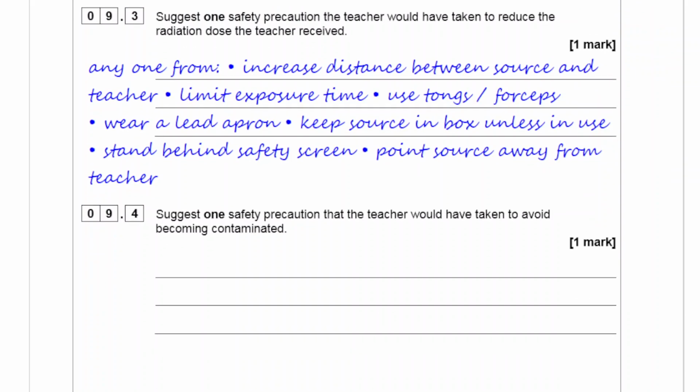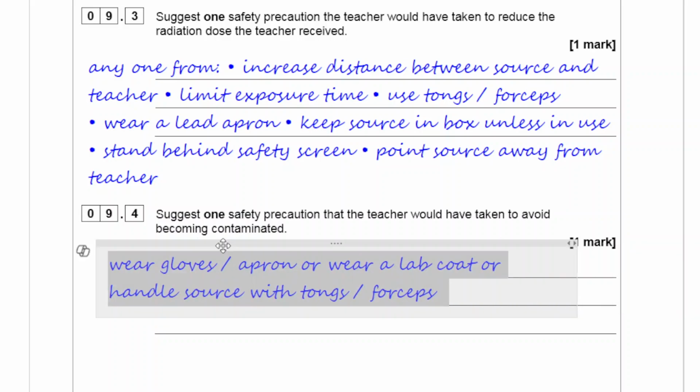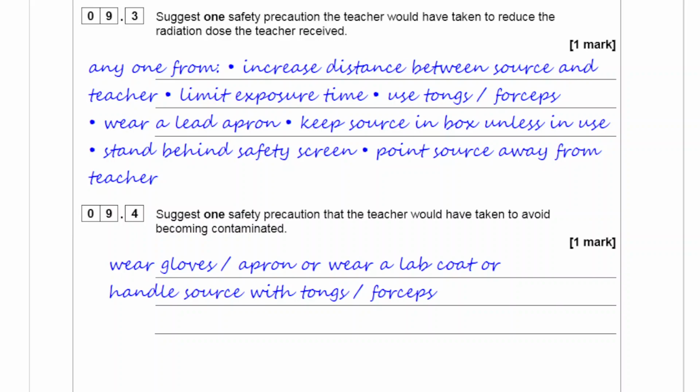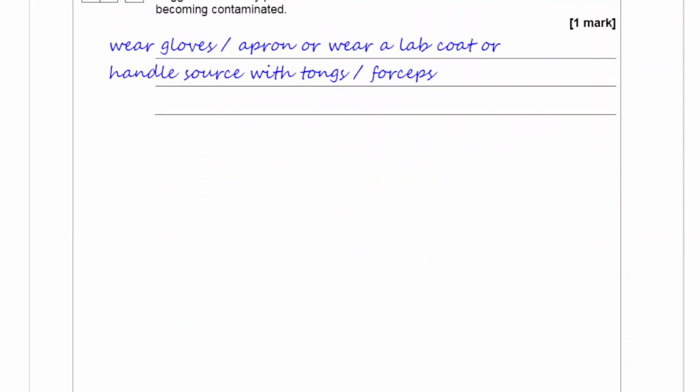Suggest one safety precaution that the teacher would have taken to avoid being contaminated, so that they don't get it on themselves, on their body or their clothes. You could wear gloves, wear an apron or a lab coat, or handle the source with tongs and forceps.